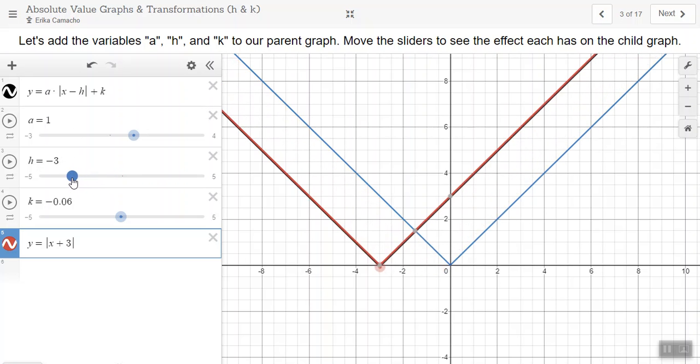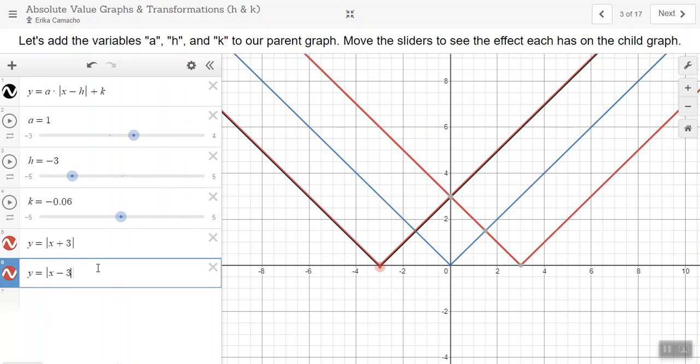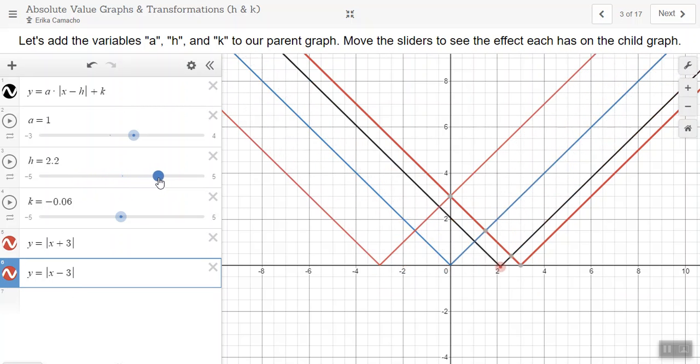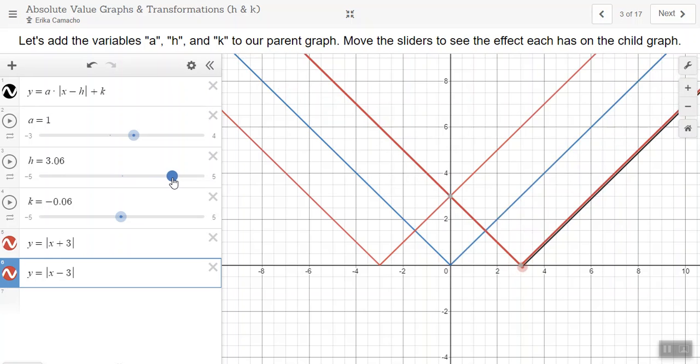Okay, so when h is -3, my function becomes the absolute value of x +3 because of that minus in front of the h. If I were to do y equals absolute value of x -3, that is going to move my function to the right over here, because here h has a value of 3. So if I move this over, we can see there's h at 3. If I put that in here, that's x -3, it moved it to the right.